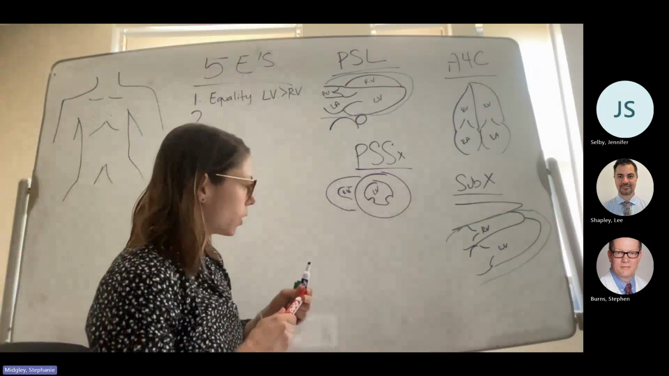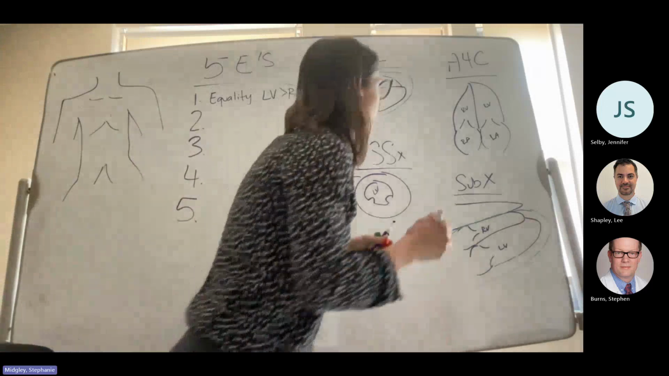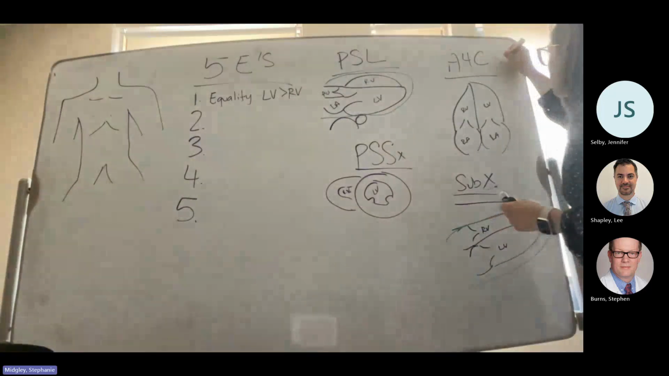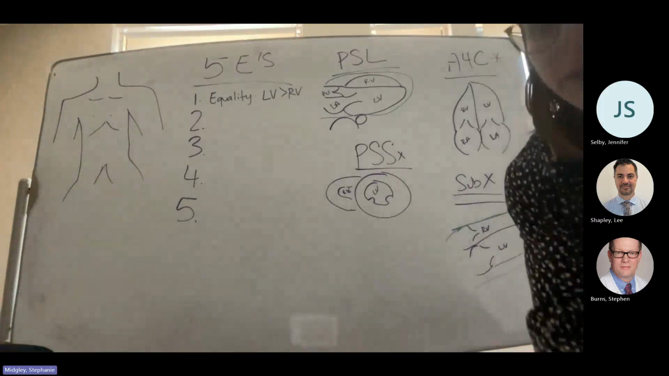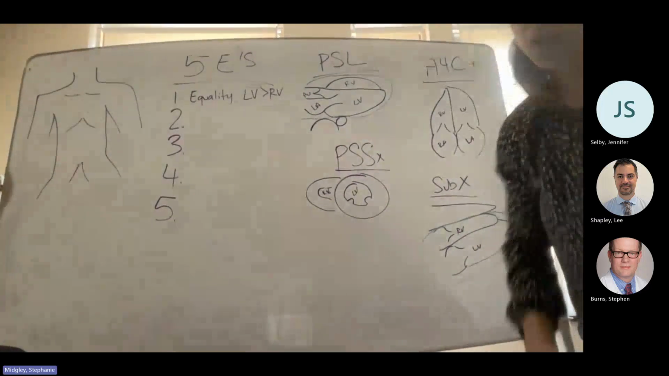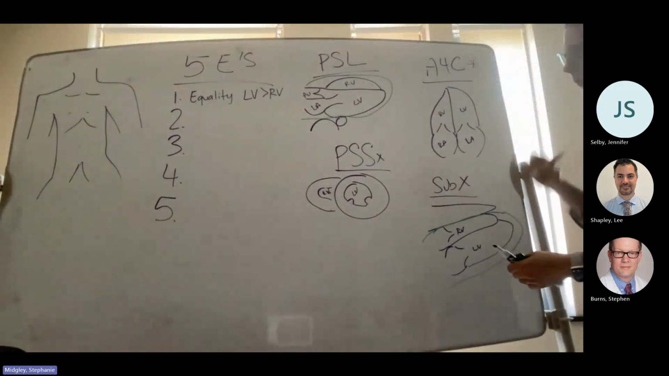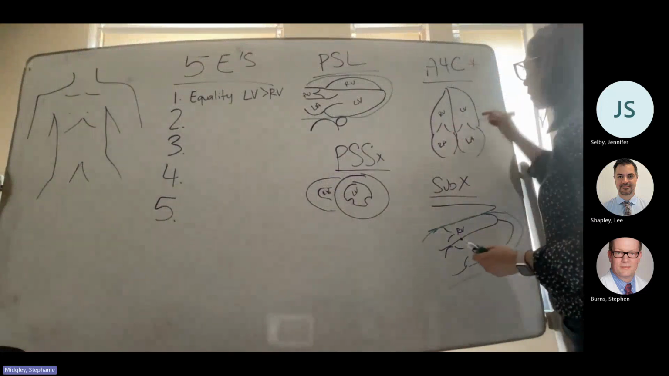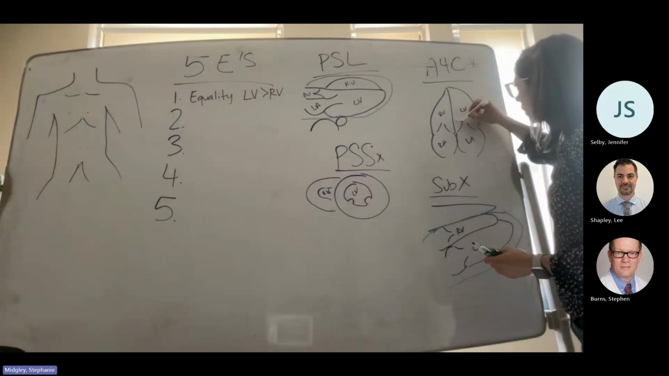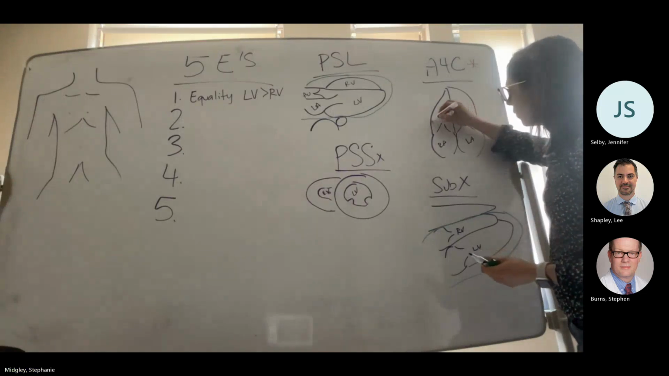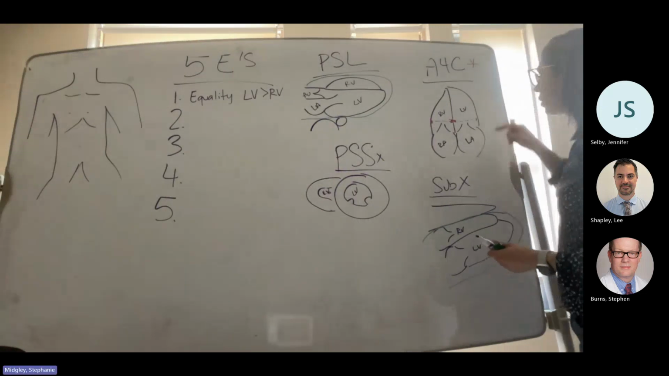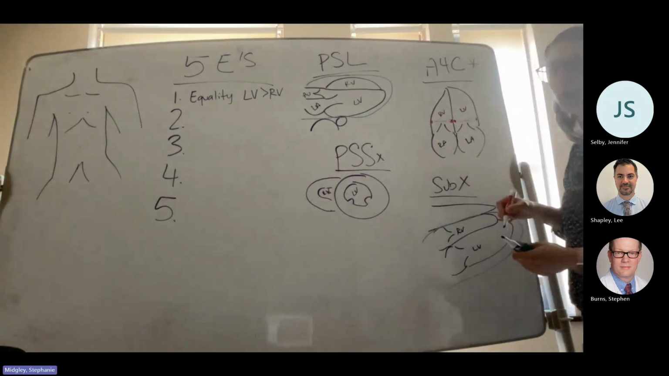The best view to look at your equality is really going to be your apical 4 chamber. And I'm going to tell you this view is going to be sort of like your best view for everything because it's just an awesome view. It's the poor man's TE. And when we're looking at equality, you want to be right about the level of the valves. And you're looking just at the inside. And so again, LV should always be bigger than RV.